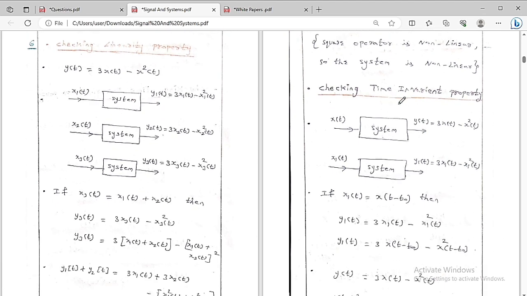So now we are going to check whether the given system is a time varying system or a time invariant system that I am going to check here, right?